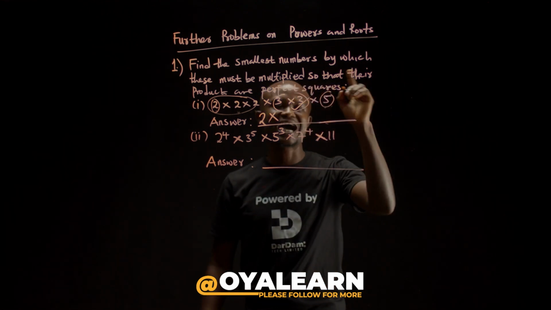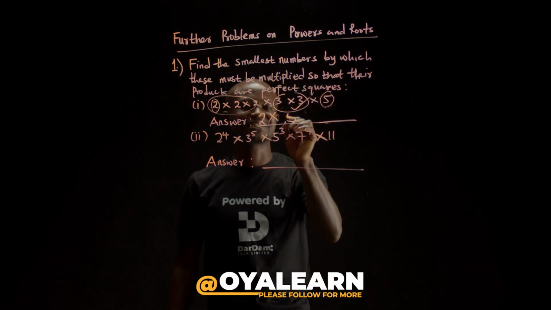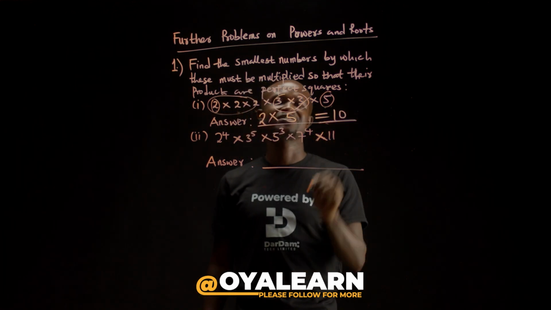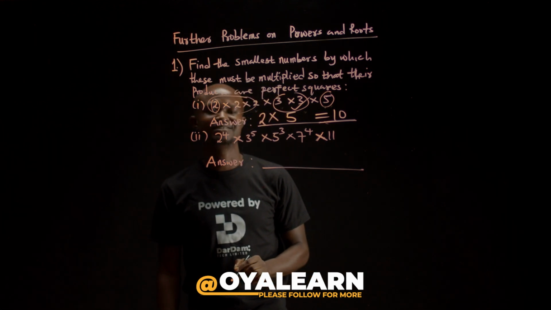So in that case, I need 1 more 2, that will be times 5. And 2 times 5 will give us what? 10. So the answer is 10.